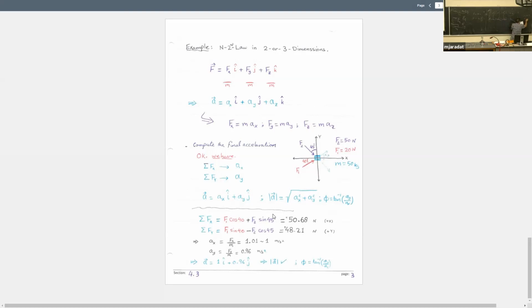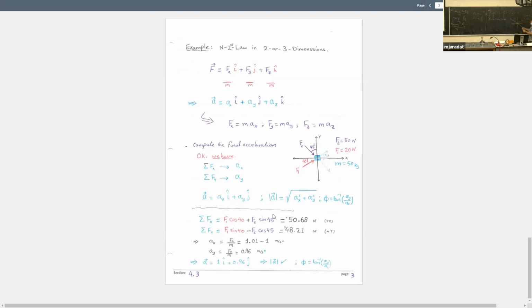F2 is equal to 50 newtons, and F1 is equal to 20. Again, we need to deal with the vector. We need to put the start of that vector at the origin. So this is F2, and this is F1. This angle is equal to, I think, 40. This angle is equal to 45. Is that right? Okay.